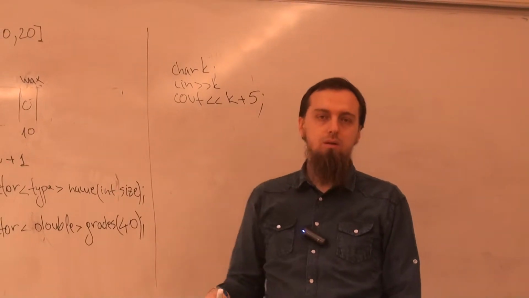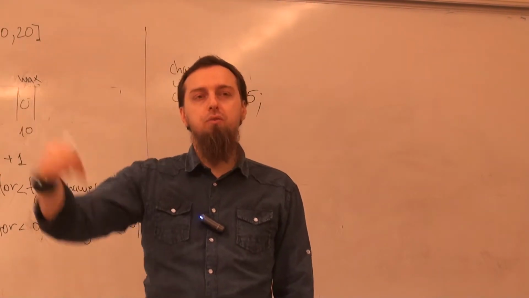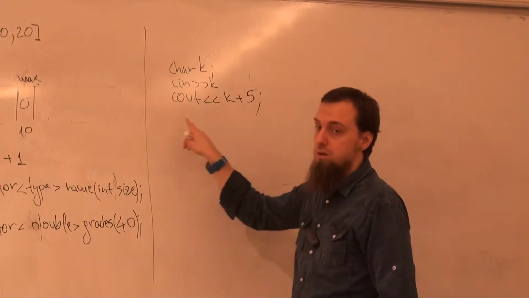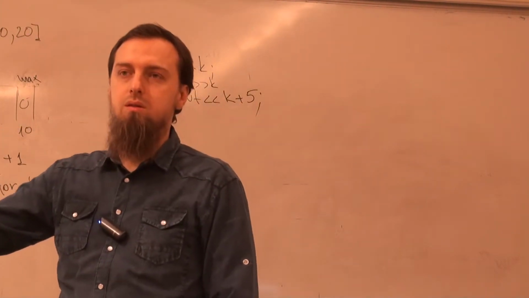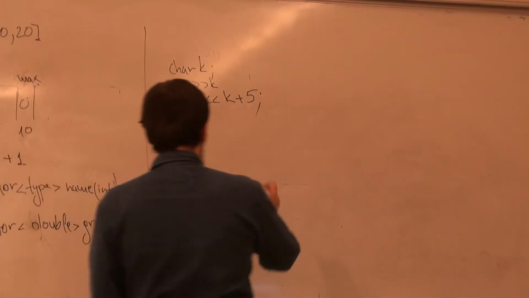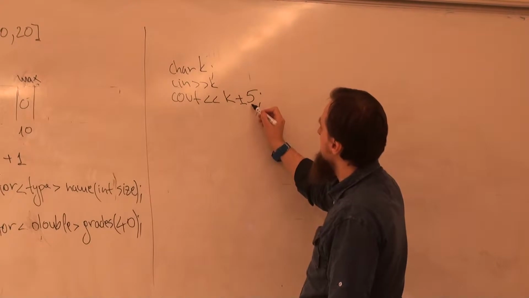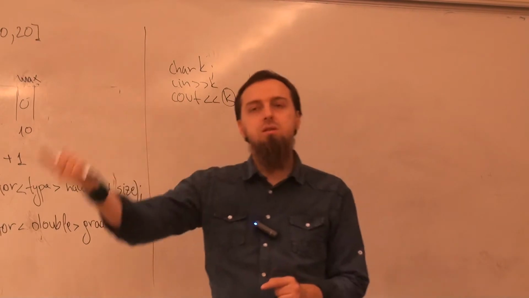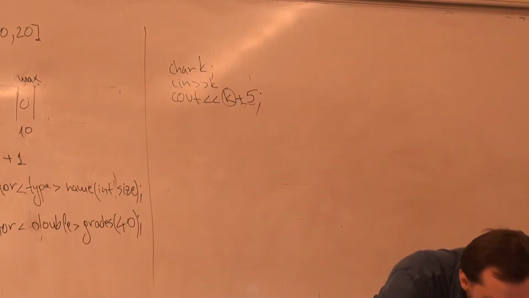I have a character, and I want to add 5 to that character. But 5 is an integer, K is a character. Do you think this is a mistake or not? Why do you think it's not a mistake? It's going to be automatically converted to integer. Very nice. So automatically, when I have this plus sign and an integer, this character K is going to be converted to an integer in accordance with this table.